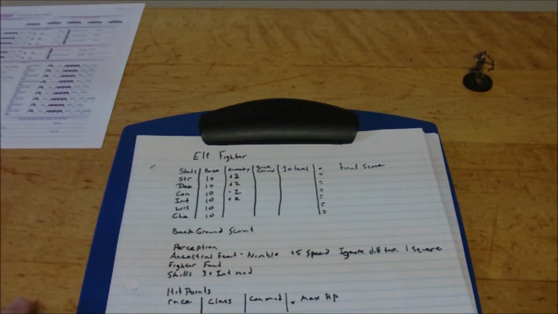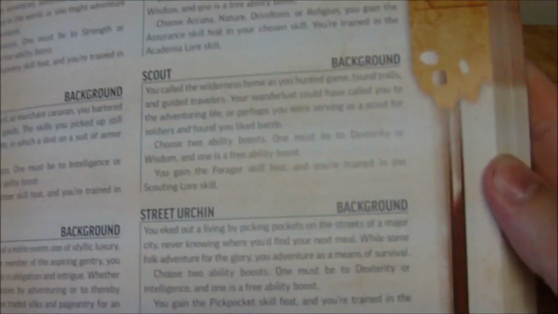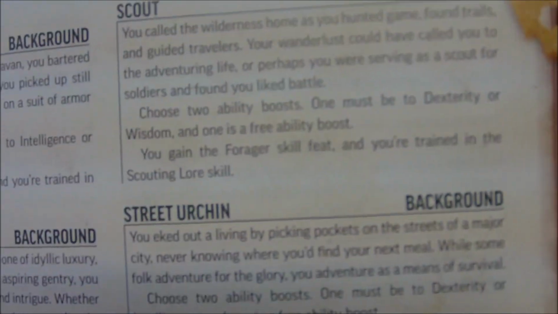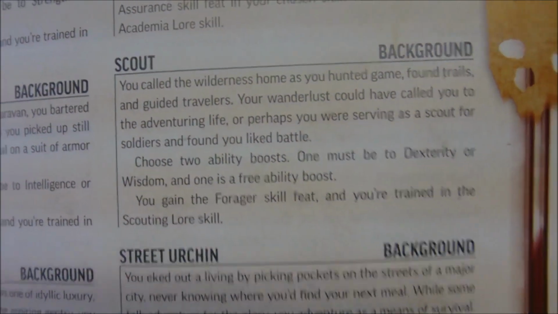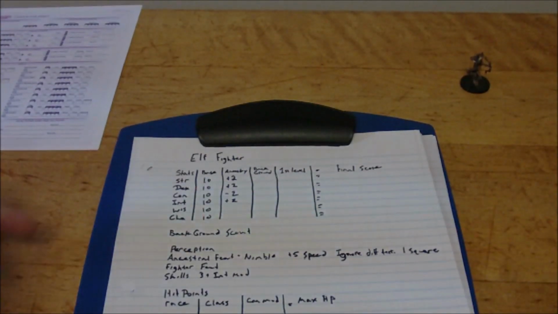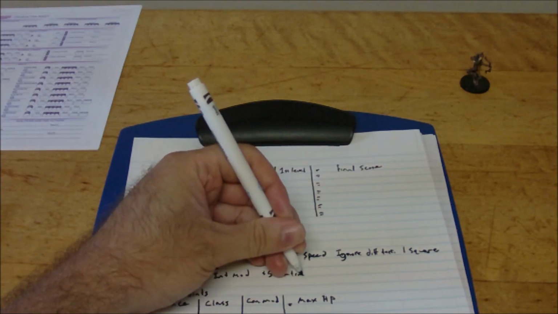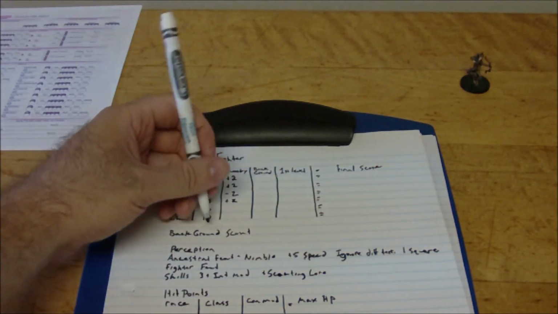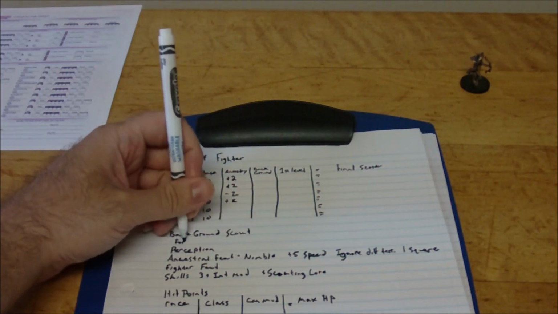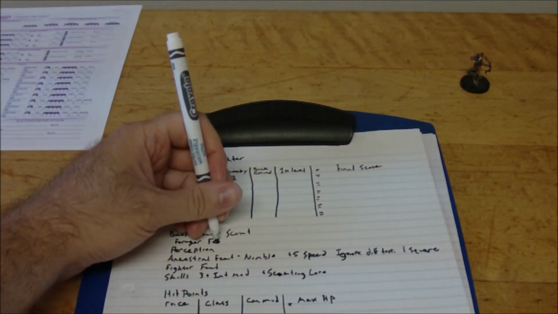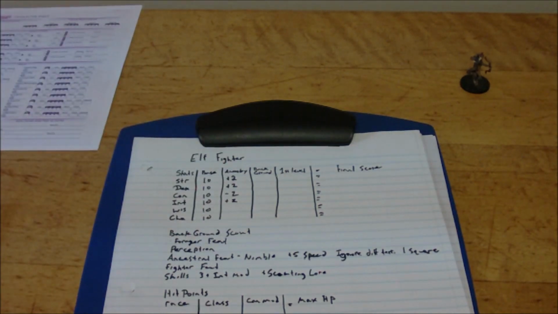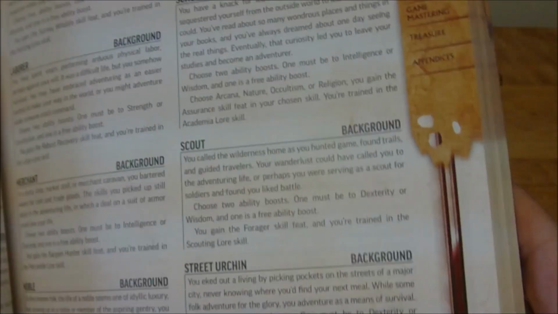And so with Scout, it gives me the Forager skill feat, and I'm trained in the Scouting Lore skill. So skills, Scouting Lore, and then Forager feat. Okay, so it also gave me ability boost to my Dexterity, or was it Wisdom? Yeah, Dexterity or Wisdom, and 1 free ability boost.